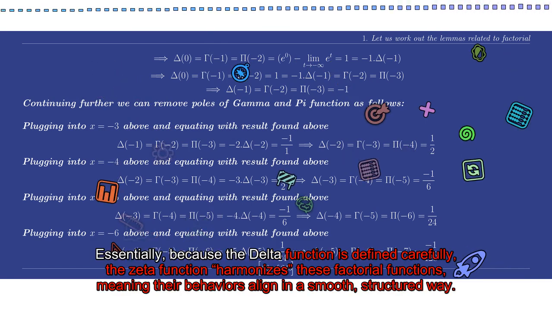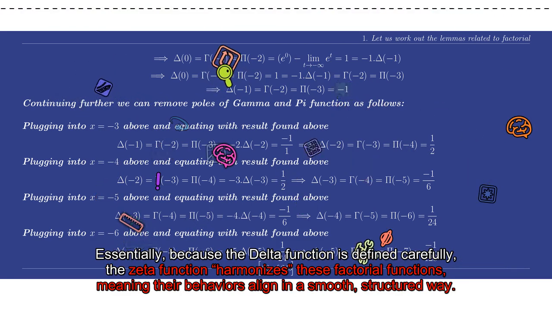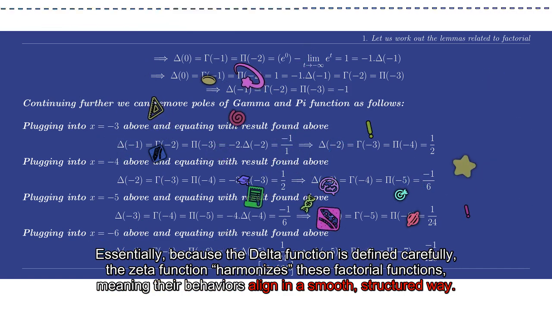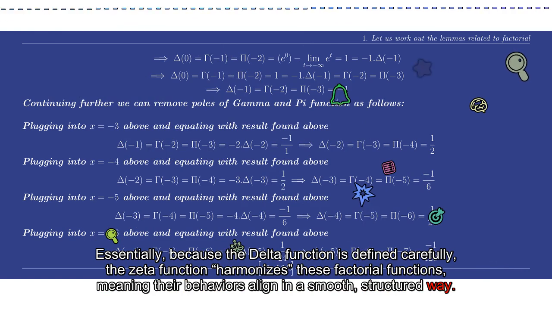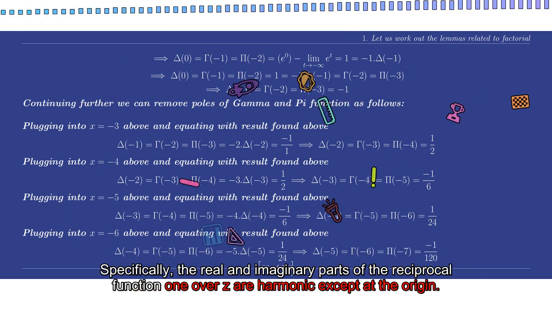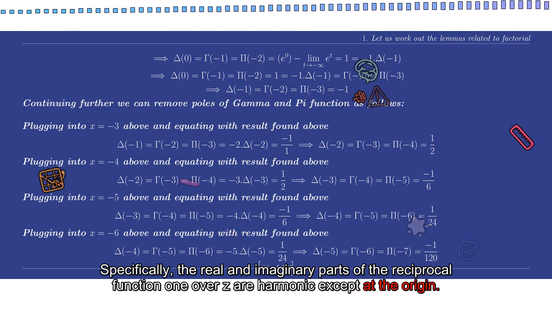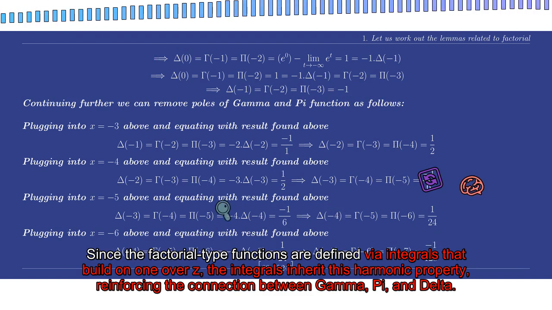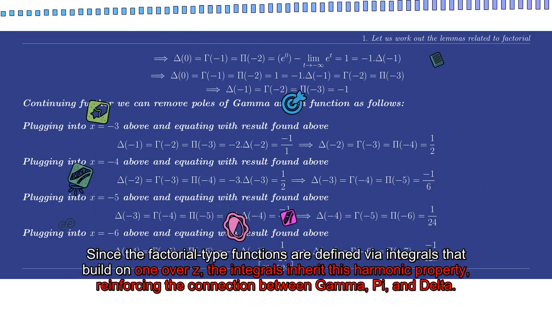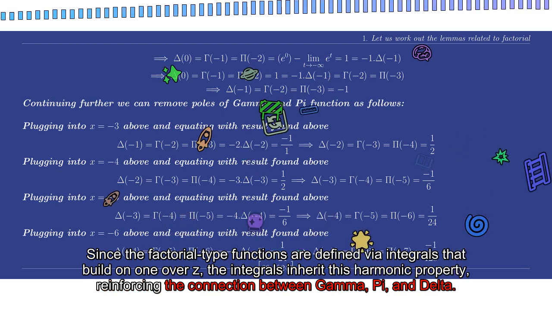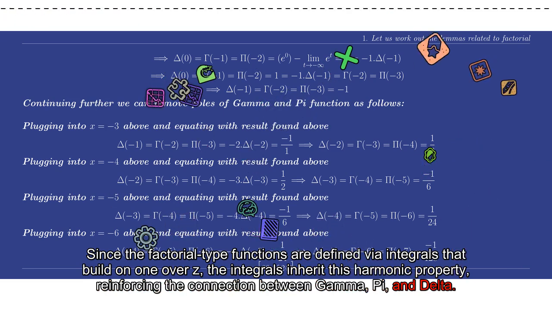Essentially, because the delta function is defined carefully, the zeta function harmonizes these factorial functions, meaning their behaviors align in a smooth, structured way. Specifically, the real and imaginary parts of the reciprocal function 1 over z are harmonic except at the origin. Since the factorial type functions are defined via integrals that build on 1 over z, the integrals inherit this harmonic property, reinforcing the connection between gamma, pi, and delta.